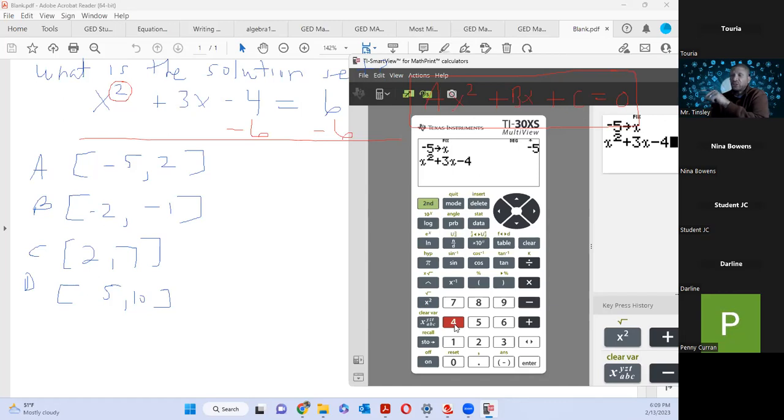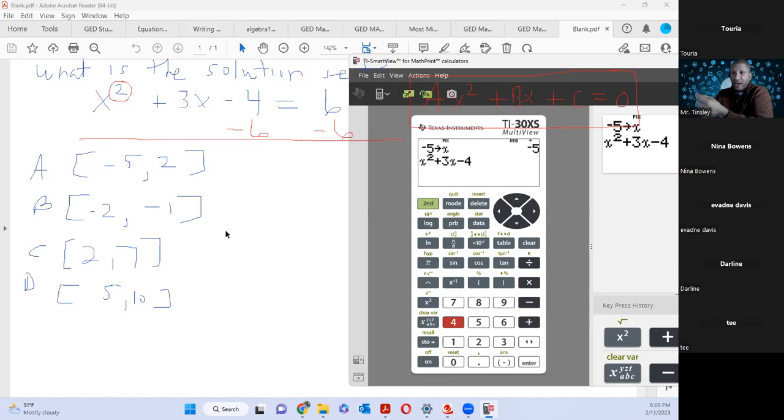If -5 is a solution, what should I see on my calculator when I finish? Not -5. It should be 6, because that's what the equation says. Remember what the equation is: it has an equal sign.